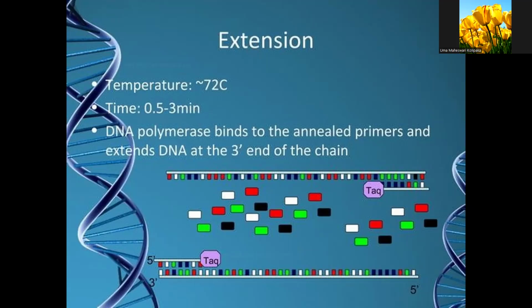When coming to the extension, with the help of Taq polymerase enzyme, different types of nucleotides, according to the sequence which is already existed on the single strands, exactly complementary nucleotides will come and bind to that existed strand with the help of Taq polymerase enzyme at the temperature of 72 degrees Celsius. This is actually extension. This requires the time period of 0.5 to 3 minutes.